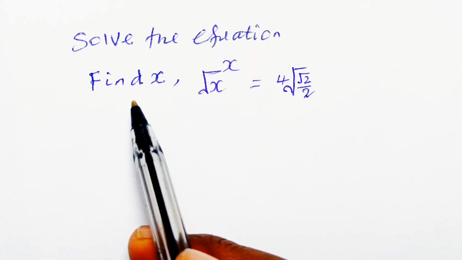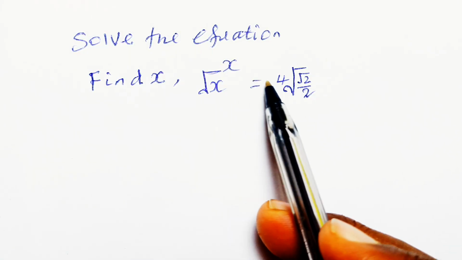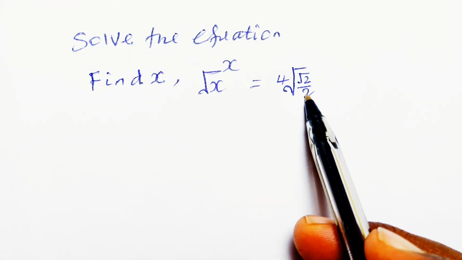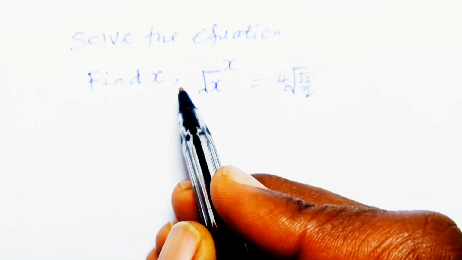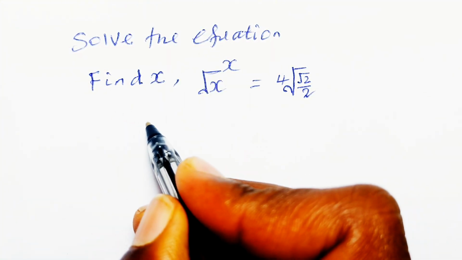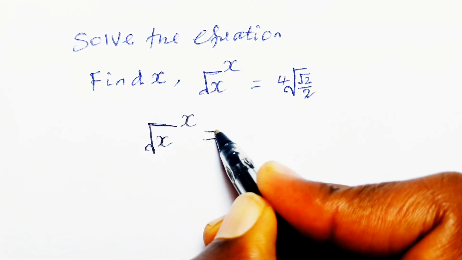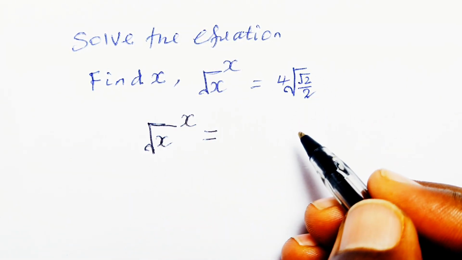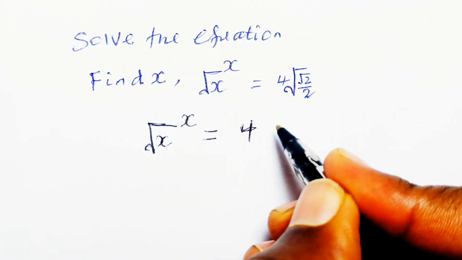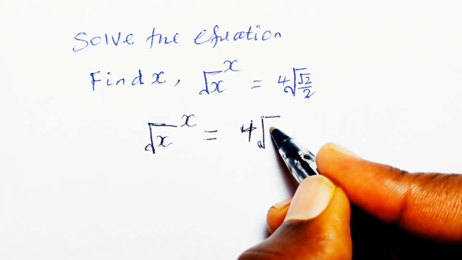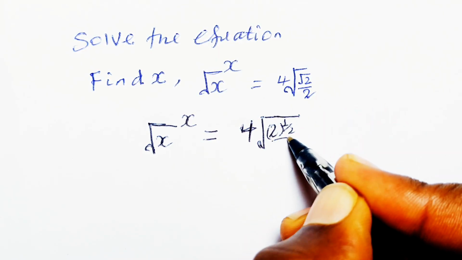Here we have the equation: root of x to the power x equals the fourth root of square root of 2 over 2. So let's find the value of x. This can be written as root x to the power of x, which is equal to the fourth root of, and this one is 2 to the power of 1 over 2.